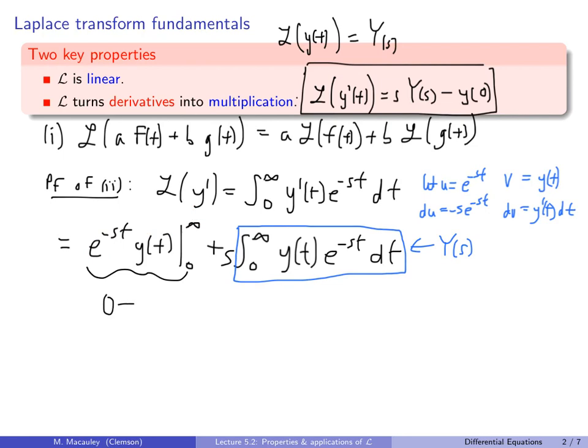minus, now let's plug in 0. So we get e to the 0, which is 1, times y of 0. Okay. And then this thing here is plus s times Y of s. And when we simplify terms, we get s times Y of s minus y of 0. And that's exactly what we claimed. That's what we got up here.